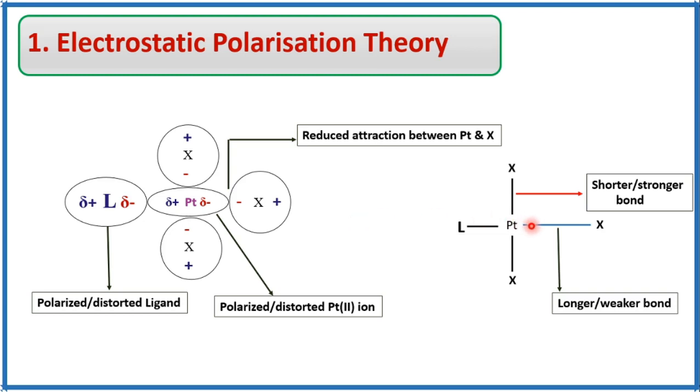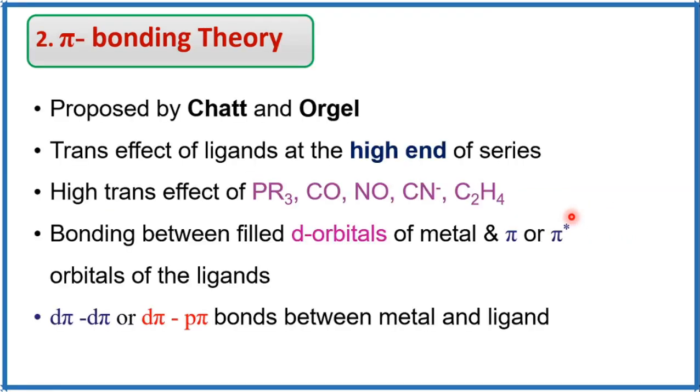So this bond between platinum and X is a longer bond or weaker bond, whereas the other bond between platinum and the other X is a shorter bond or stronger bond. So there are two types of bonds between the platinum and X, and this weaker bond is going to be easily replaced by the incoming ligand.